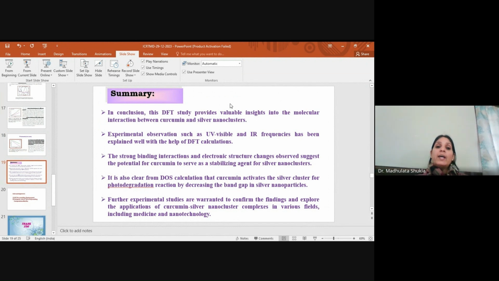cluster system also. The experimental results such as the IR or UV have been analyzed well with the help of TDDFT calculation or frequency calculation using DFT. The strong binding interaction and the electronic structure changes observed suggest the potential of curcumin as a stabilizing agent for the silver cluster. We have also seen this by doing the molecular geometry optimization. And the DOS calculation shows that the curcumin is decreasing the band gap between the silver and the curcumin, and it catalyzes the reaction further.